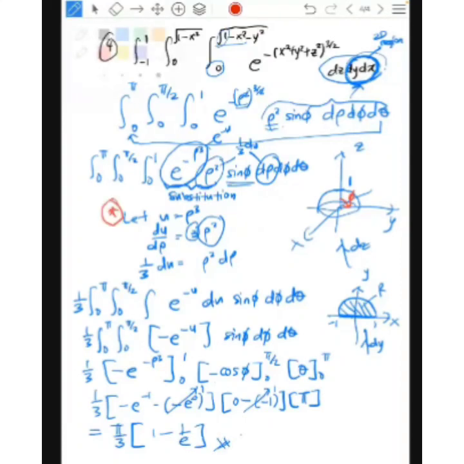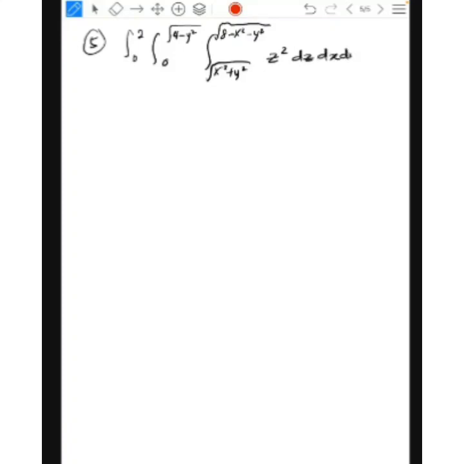Okay, let us move to question number 5. So we have 0 until 2, 0 until 4 minus y squared, and then x squared plus y squared square root till x squared minus y squared, ada z squared plus dz dx dy. Okay, so the 2D region is xy. So let me draw the xy first.